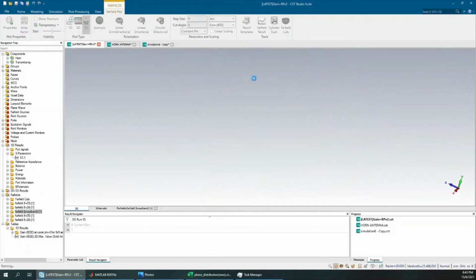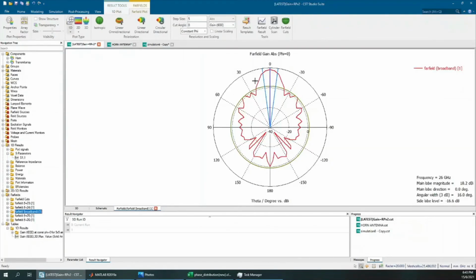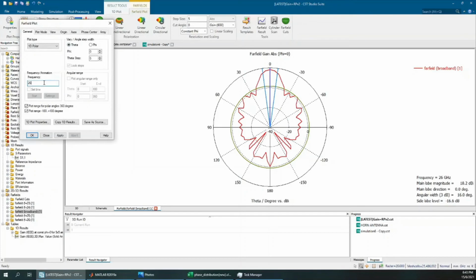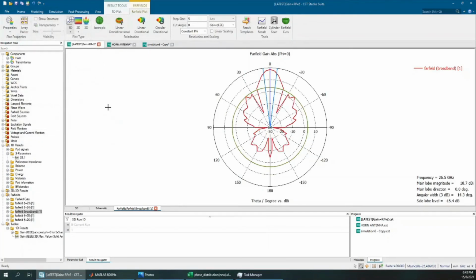And here is the 1D result radiation pattern for 26 GHz. For 26.5 GHz. Thank you.